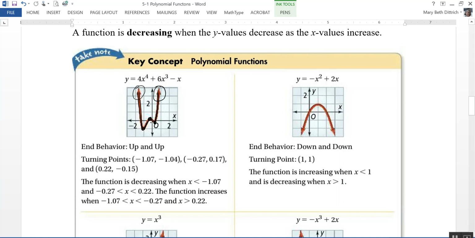That's a very complicated graph. Here's one that's a little more familiar to you. It's a quadratic function, and the leading coefficient is negative. Notice its end behavior is down and down. It has one turning point right here, and the function is increasing on this interval right here when x is less than 1, and it is decreasing on this interval here when x is greater than 1.